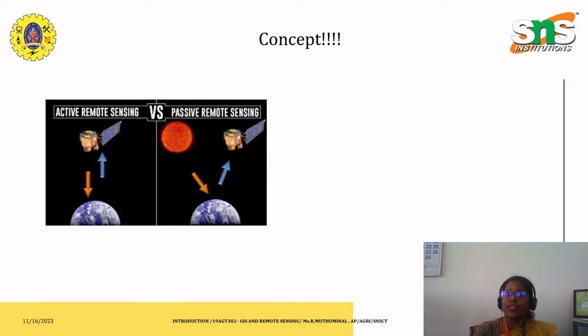There are two kinds of remote sensing. One is active remote sensing and the other one is passive remote sensing.